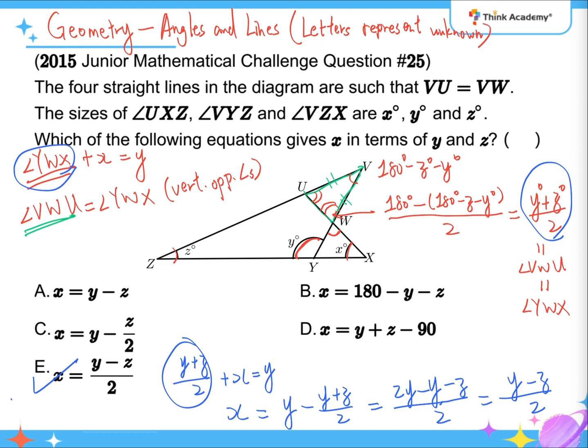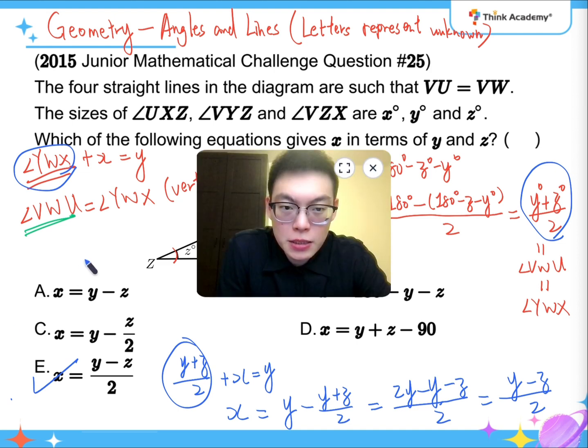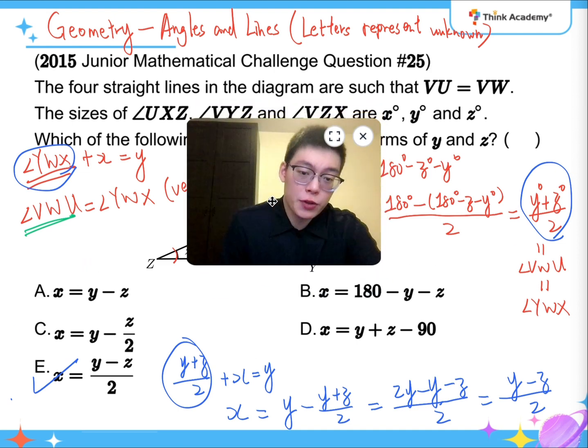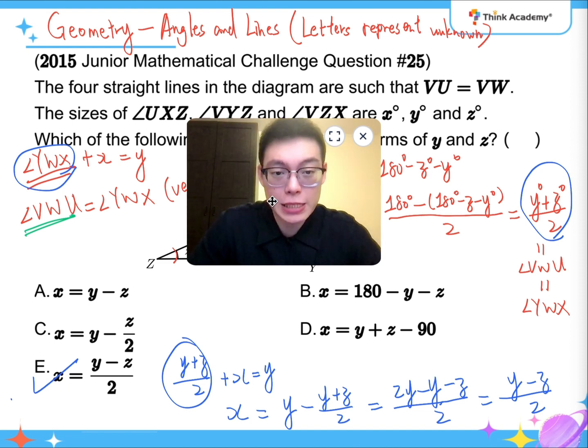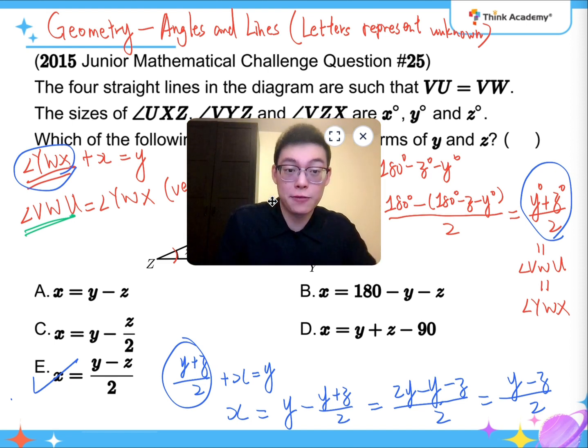All right? So hopefully this is understandable for you, because that requires a lot of foundation on algebra. So if you're not strong enough in algebra, I guess it's hard for you to solve this question. Well, so that's it for this question, and that's it for today.